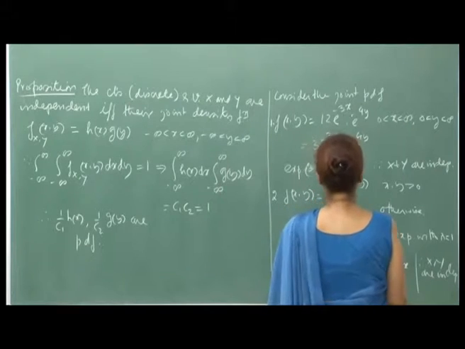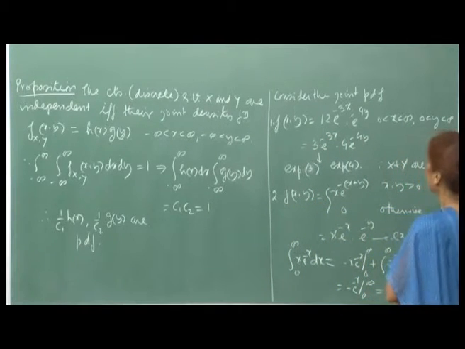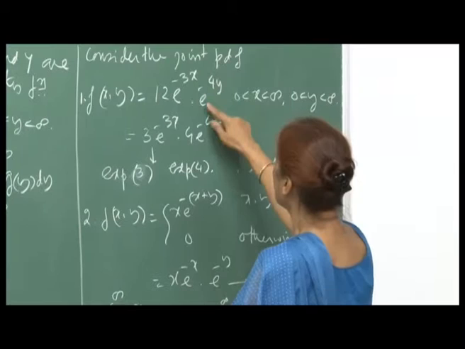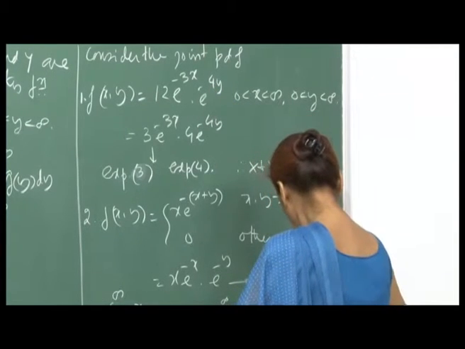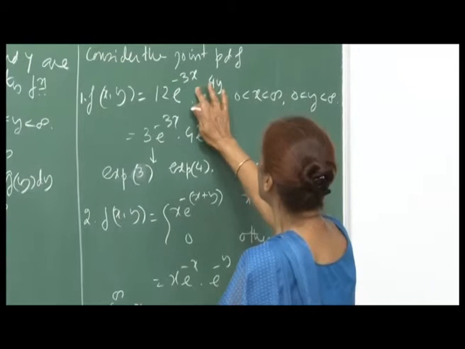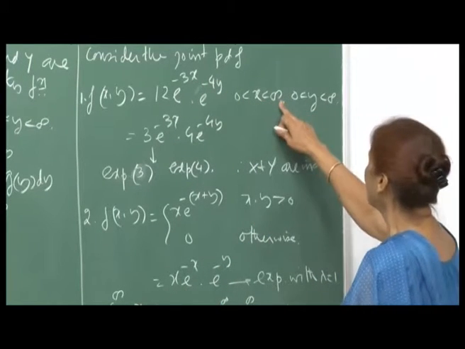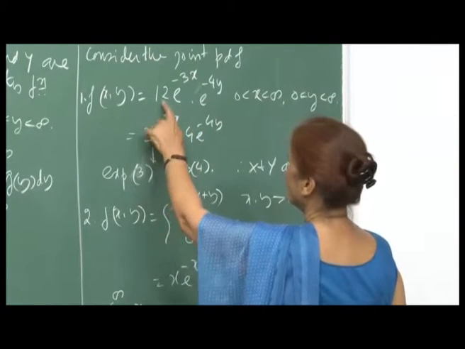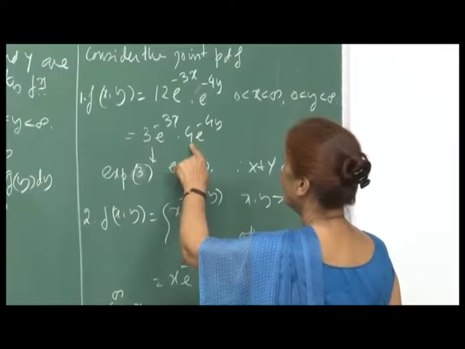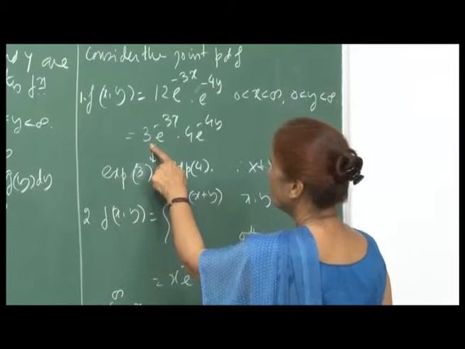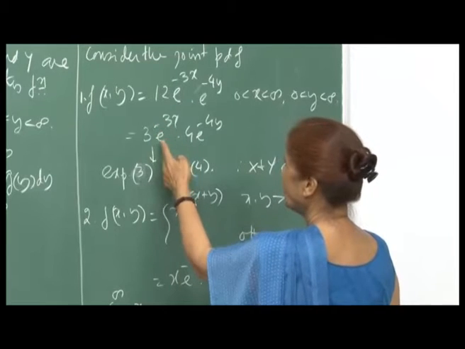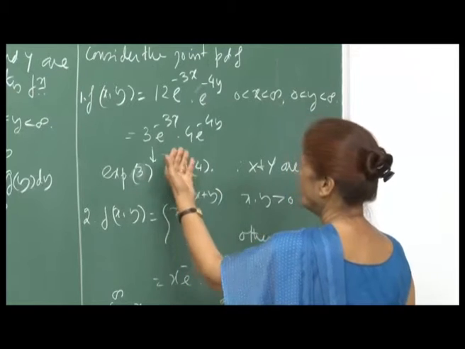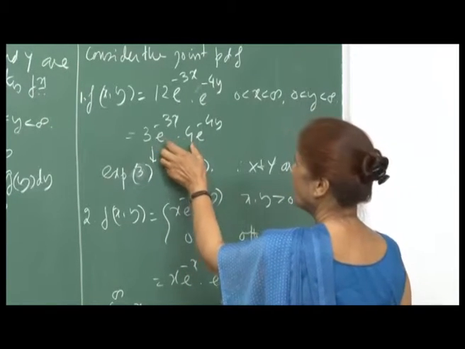So, let us just look at a few examples. If your joint density function is given as 12 e raised to minus 3x into e raised to minus 4y, and x between 0 and infinity, y between 0 and infinity, then you see I can multiply this by 3 and this by 4. So, this now is your exponential with parameter 3, right. You immediately recognize it. This also is exponential with parameter 4, and so both are PDFs.